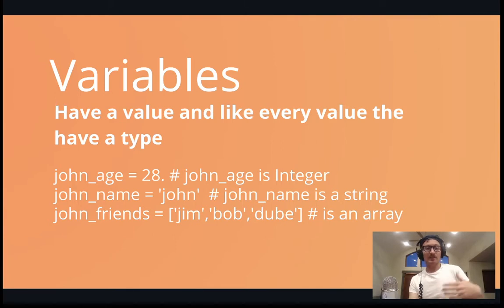And just as we saw, every value is going to have a type. So if I say John age equals 20, the type of this variable is an integer. If I set it equal to a string, then the type of the variable is going to be a string. So don't overthink this. I'm just naming this variable and assigning it a value. It's almost like an alias for this data.